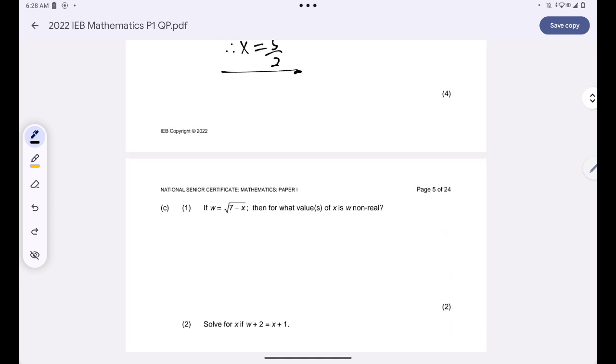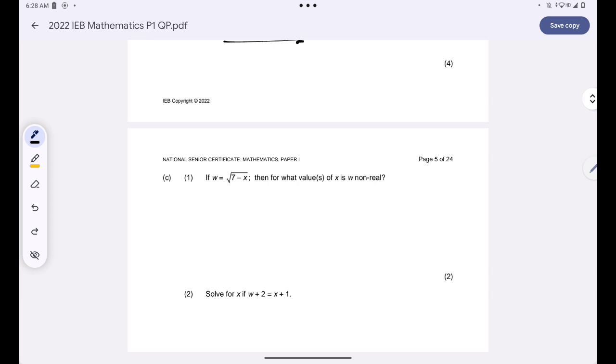Are we together? Okay, then c, we are told that if w is equal to that, then for which values of x will w be non-real? W will be non-real if and only if what's inside the square root is less than 0.